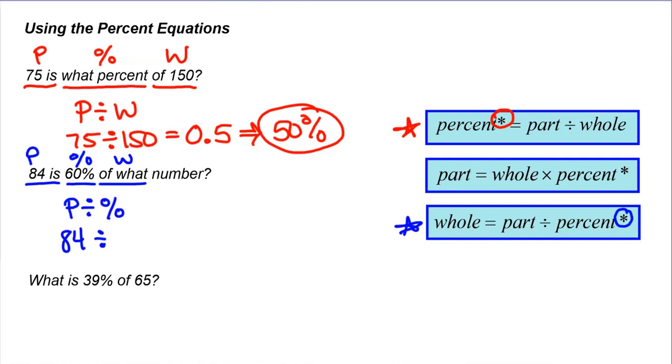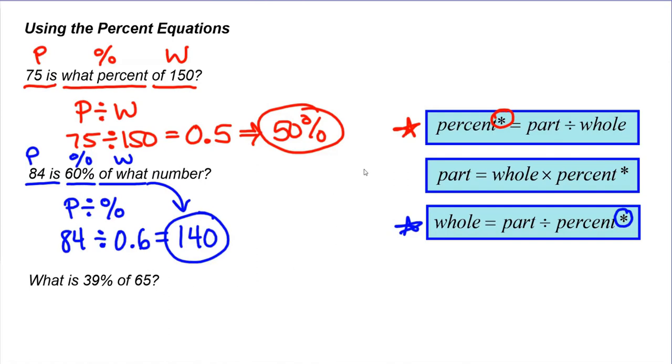That has to be written as its decimal form. So 60% as a decimal, if I divide that by 100, is 0.6. So 84 divided by 0.6 is 140. So 84 is 60% of 140. That's the whole. So I found that using the percent equation.